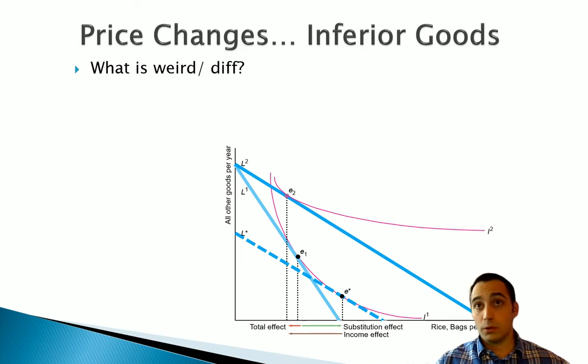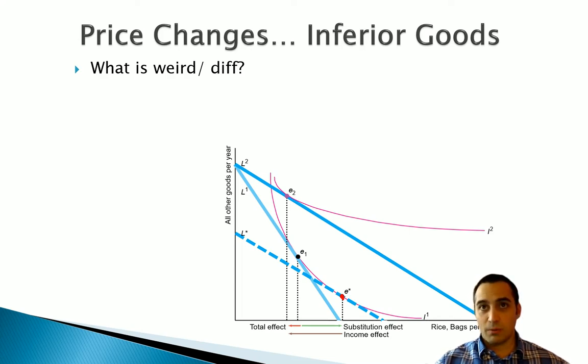Well, you'll note if I draw a parallel line to the dark blue line, it's going to intersect my original utility indifference curve around here. So that's fine. Our compensated bundle is E star. So our substitution effect is from E1 to E star, and our income effect is from E star to E2.